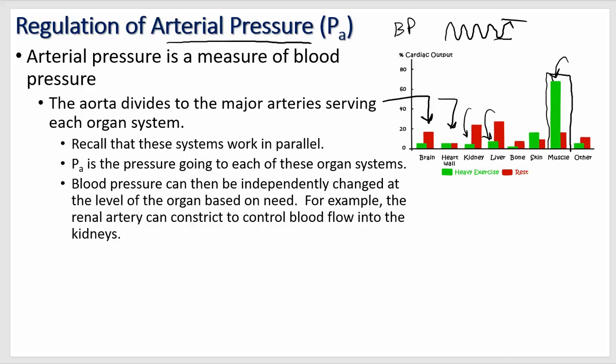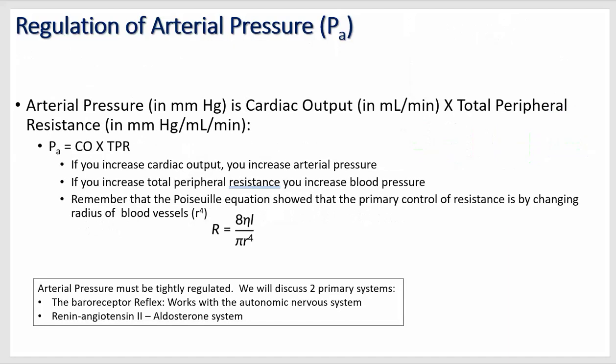So arterial pressure to each of those is controlled by muscular arteries that can constrict or dilate to reduce or increase resistance. Arterial pressure is cardiac output times total peripheral resistance. We have this term here, TPR, total peripheral resistance, and that is resistance to flow.